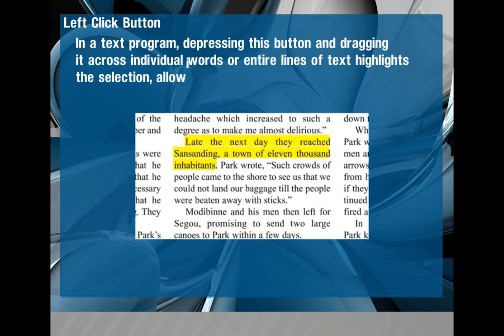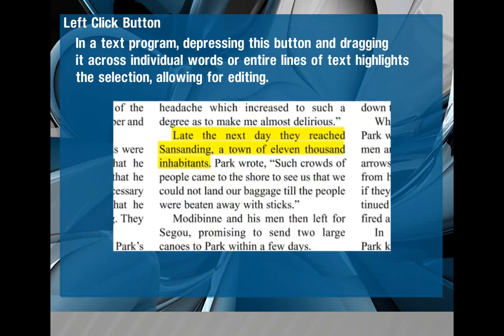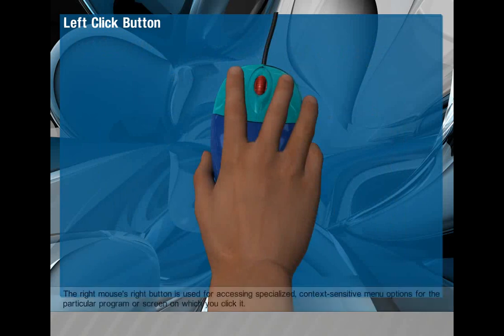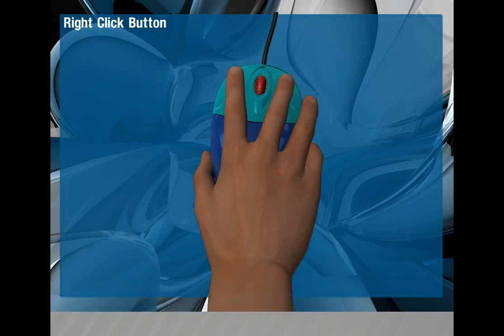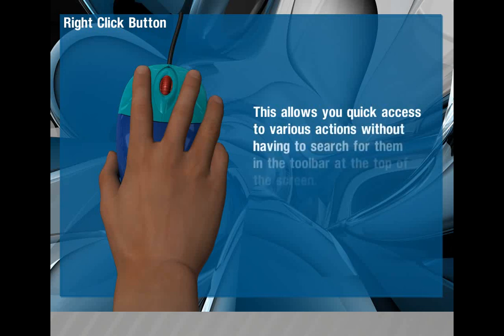In a text program, depressing this button and dragging it across individual words or entire lines of text highlights the selection, allowing for editing. The right mouse button is used for accessing specialized context-sensitive menu options for the particular program or screen button on which you click it. This allows you quick access to various actions without having to search for them in the toolbar at the top of the screen.